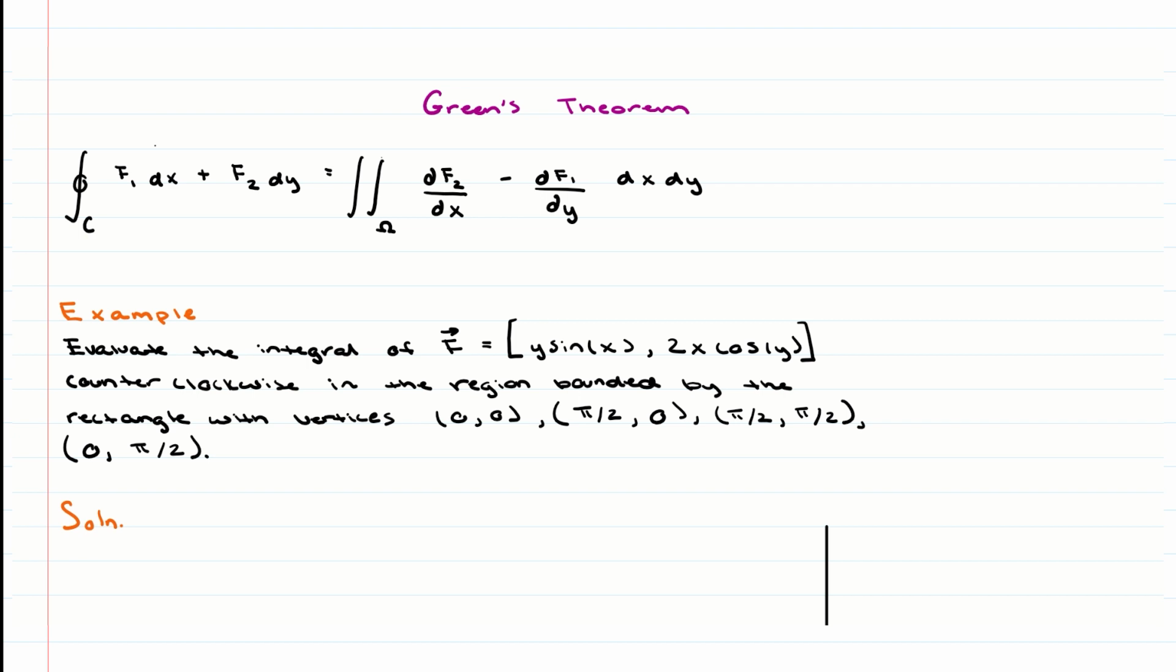So what is Green's theorem? Well, we got the formula up here, and Green's theorem says the integral over the closed curve C of f sub 1 dx plus f sub 2 dy equals the double integral over omega, which is the space inside of the closed curve, or the area of the closed curve, of the partial derivative of f sub 2 with respect to x minus the partial derivative of f sub 1 with respect to y dx dy.